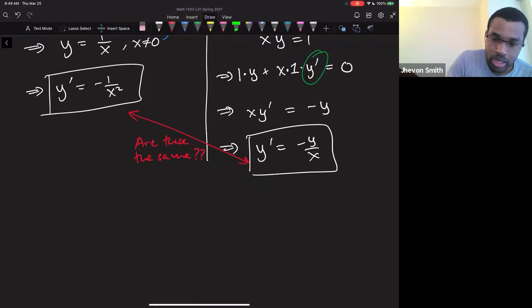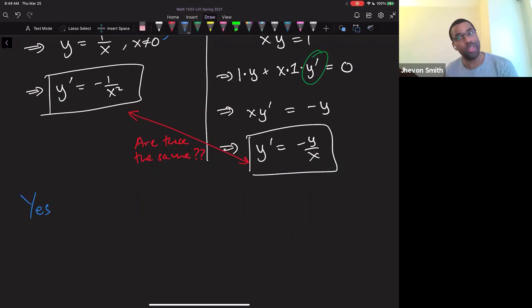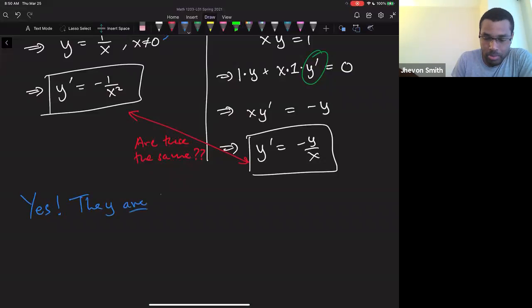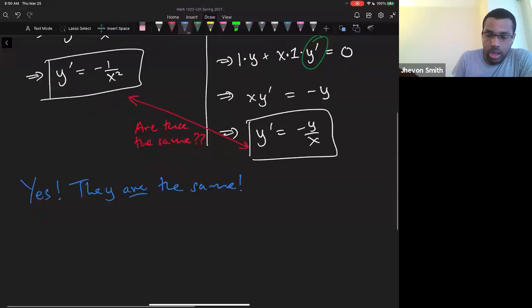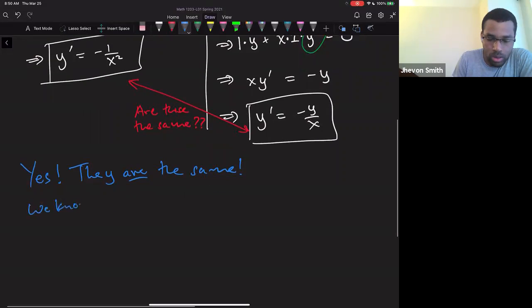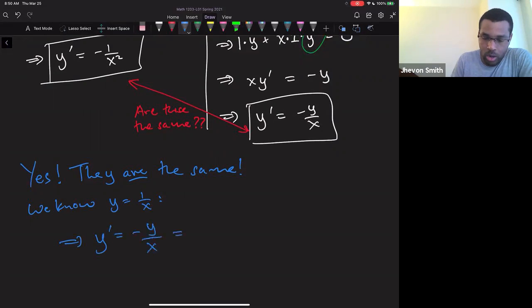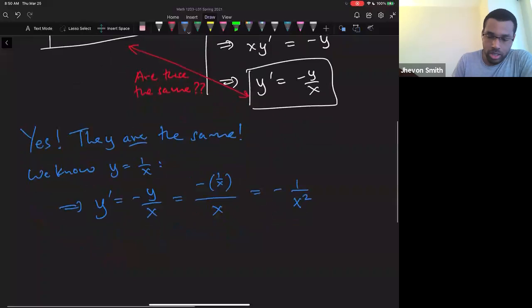Well, of course it is, because if implicit differentiation doesn't work, what that means is that the chain rule didn't work. And if the chain rule doesn't work, then what are we doing here? We build so many things on the chain rule. If the chain rule is wrong, all of calculus is wrong, forget about it. Yes, they are the same. We know that our y is 1 over x, right? So if I have y prime equals minus y over x, that is equal to minus 1 over x squared, because my y is 1 over x. The answers are the same.